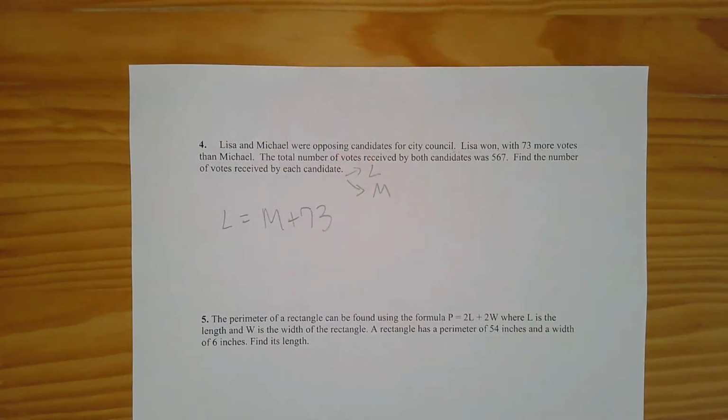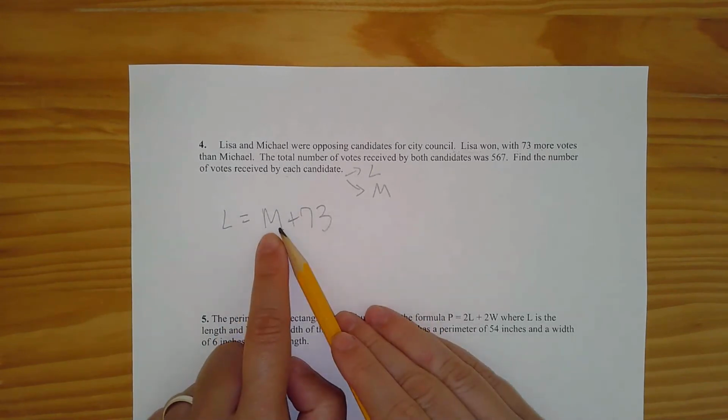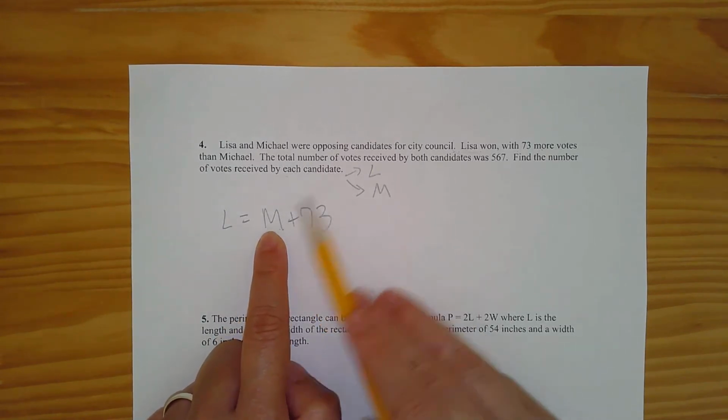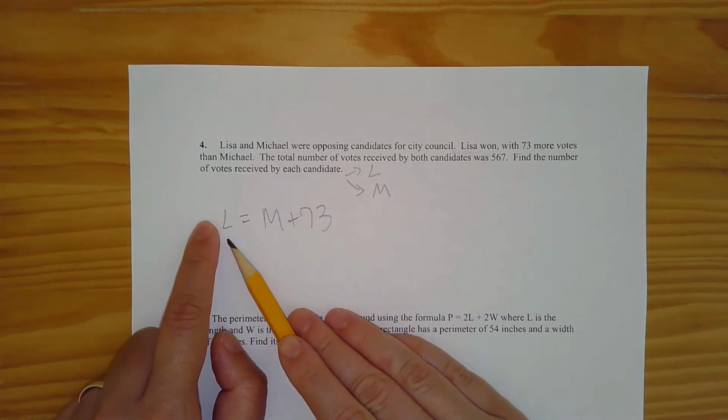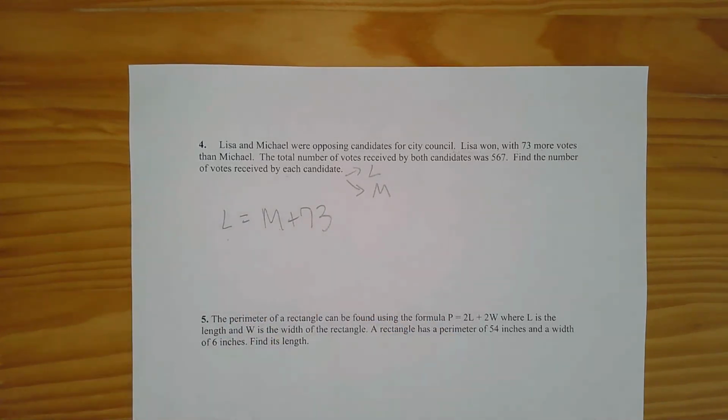And if you're ever in doubt of, is it L plus 73 or M plus 73, which one is it? You can always just do a test number and think, well, if Michael got 1 vote and I have the plus 73 over here, then Lisa would have gotten 74, which would be more than Michael. So you can always do a little test, easy number, just to make sure that those equations are set up the way that makes sense for the problem, okay?